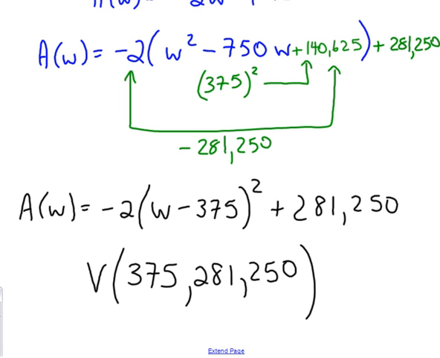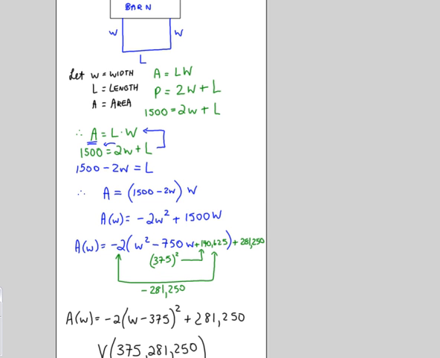Now let's take a look at this full solution for a second. So now we have the vertex. Now let's make sure that we've actually answered the question with a therefore statement. Find the dimensions of the plot so that it will be a maximum area. So the vertex is saying if the width is 375, because that was w, the max area is that. Let's just double check and make sure that that is indeed the case.